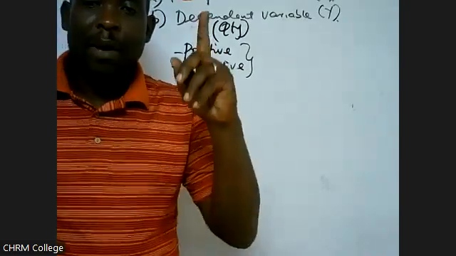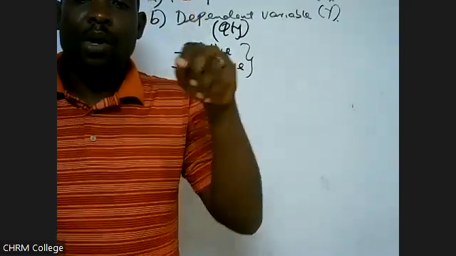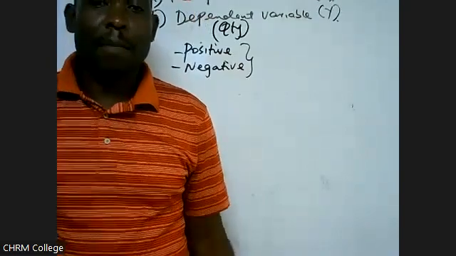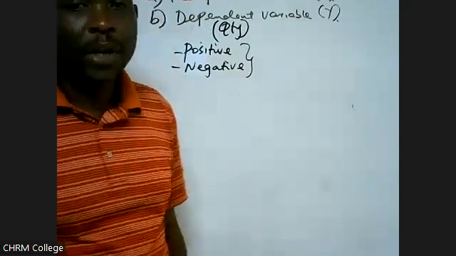Negative: you increase price, the quantity goes down. You reduce the price, quantity goes up. Those two variables are negatively correlated.